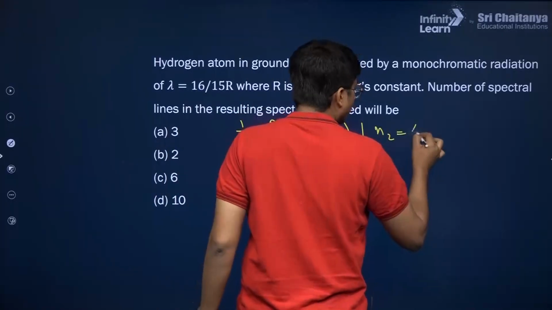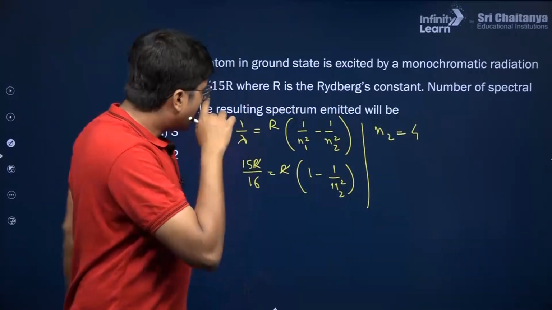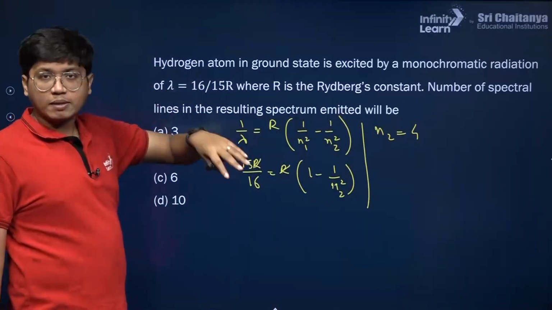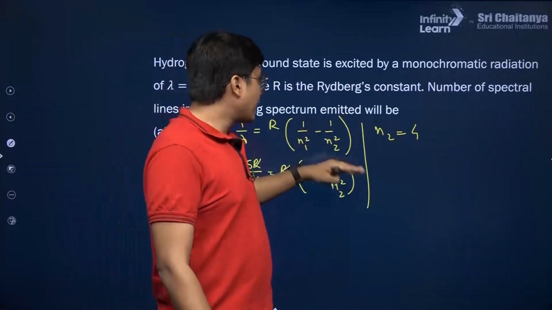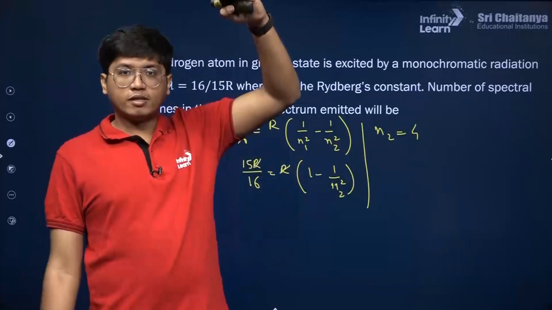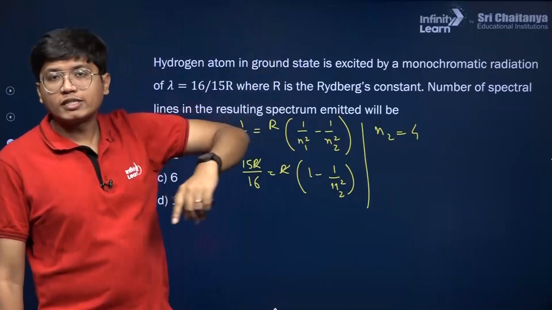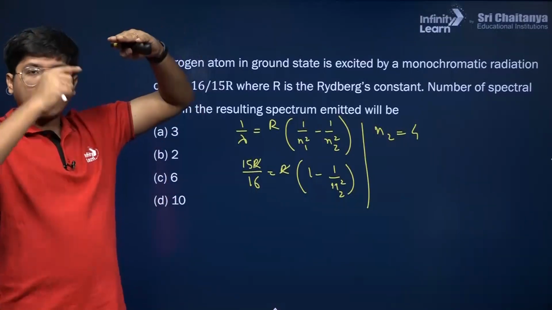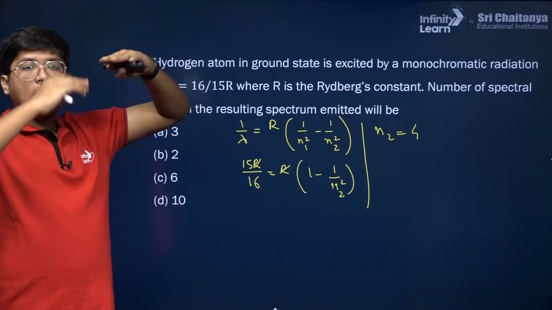N2 is equal to 4. Now, what does this tell you? This tells you that the wavelength that you supply, that is able to excite it, the maximum level that it can excite that electron is to n is equal to 4. Now from n equal to 4, when it comes down, how many spectral lines?